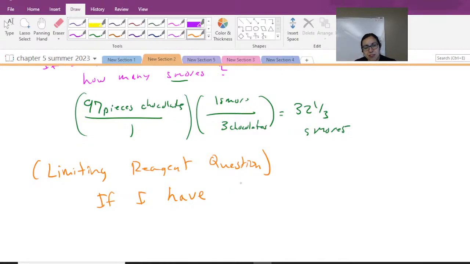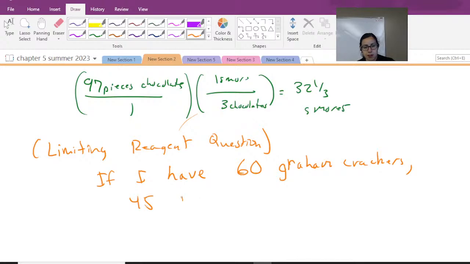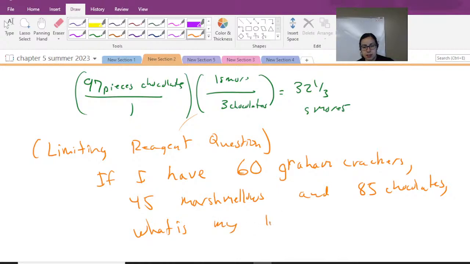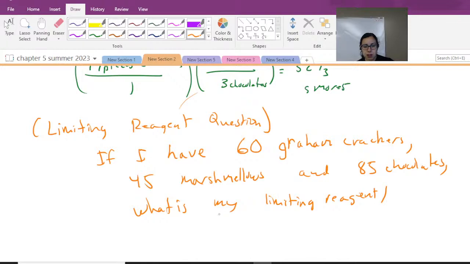So if I have 60 graham crackers, 45 marshmallows, and 85 chocolates, what is my limiting reagent? Or we could just ask, how many s'mores can I make? In chemistry it'd be asked either way. It might ask you explicitly, what's the limiting reagent? Or it might give you 2 quantities and ask how much product you can make.